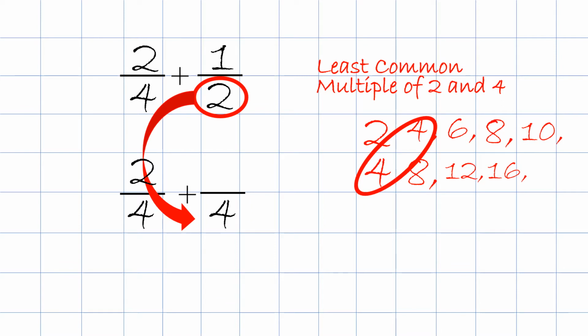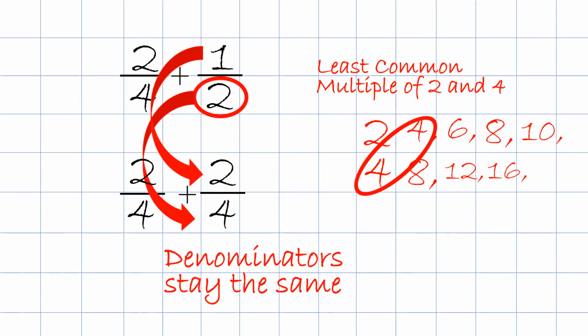Now, since we multiply the denominator by 2, we also have to multiply the numerator, the top number, by 2 as well. So 1 times 2 will be 2, and write it right up here. So now we got 2/4 plus 2/4 equals what? Well, the denominators stay the same, so we carry the 4 over here, write the little dividing line, and the top numbers, the numerators, 2 plus 2 equals 4. 4/4 will be reduced to 1.